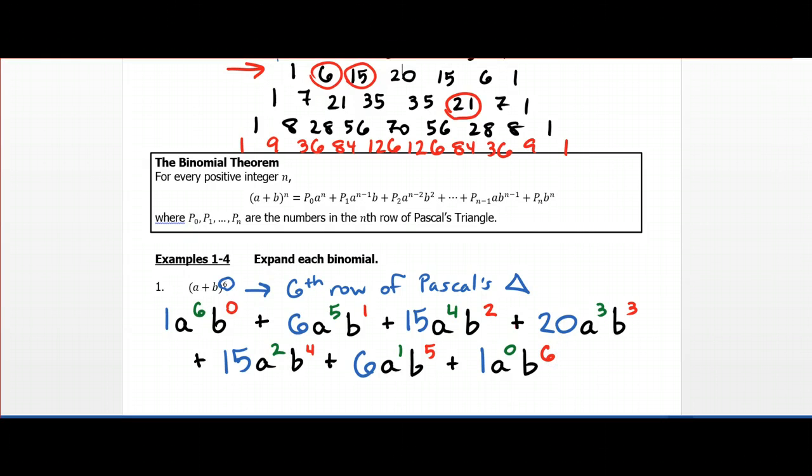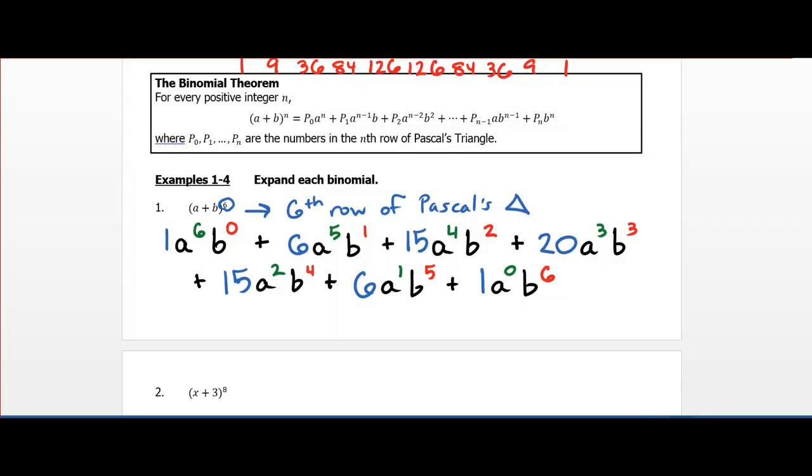Okay, so basically we're doing this pattern right here, if you haven't figured this out yet. We're taking the number in Pascal's triangle, going through the row, 1, 6, 15, 20, 15, 6, 1. That is the coefficient on each of our terms.